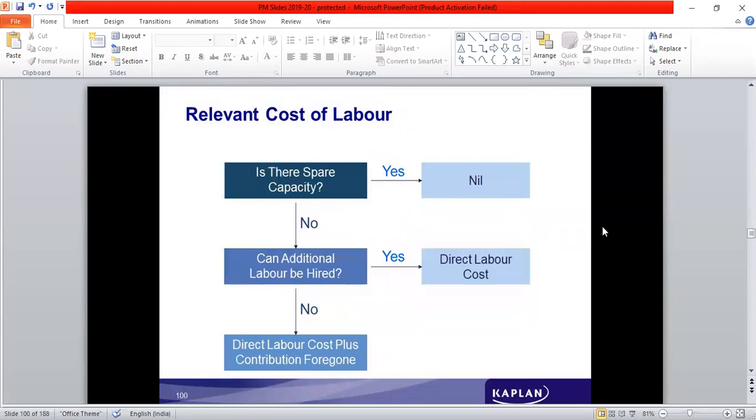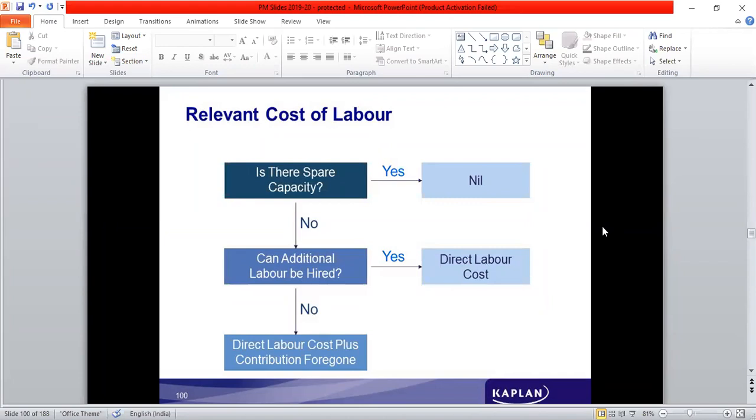Another example, cost of labor. Do they have labor? Is spare capacity available? Yes. Then they don't have to spend anything else but just utilize the spare capacity. If they do not have spare capacity, then spare capacity in terms of the hours available, labor hours which are available.